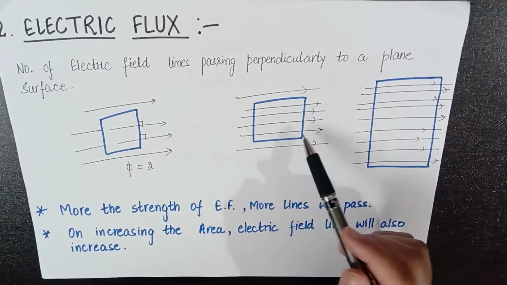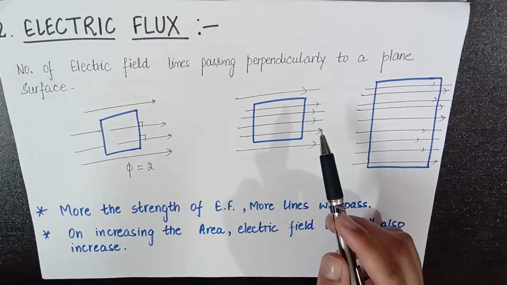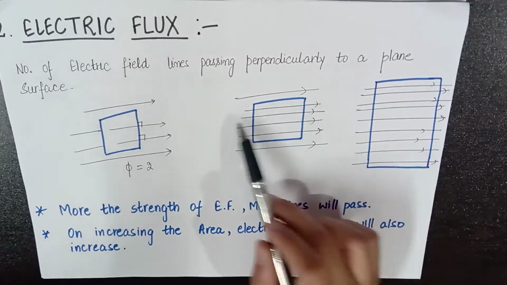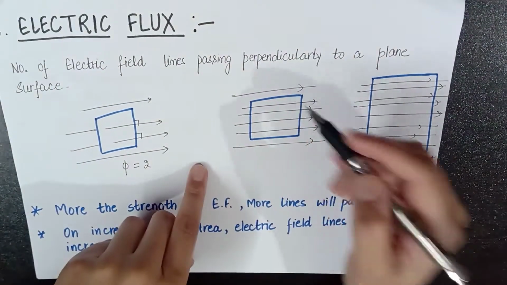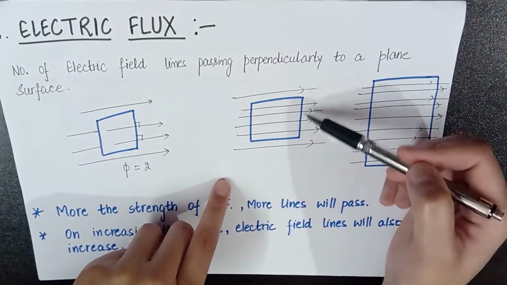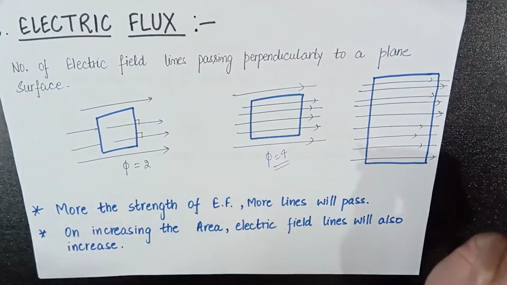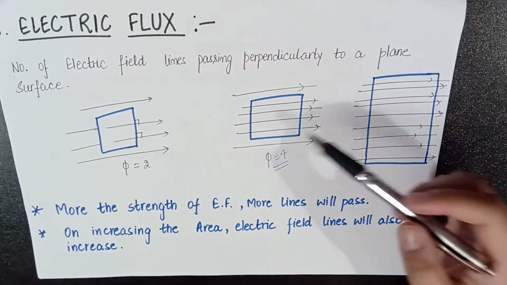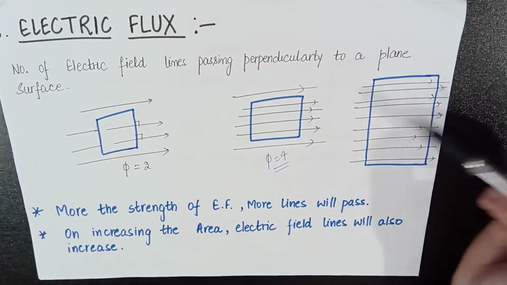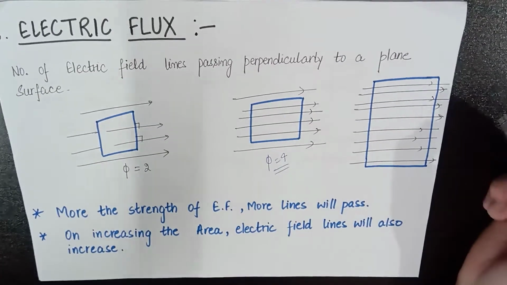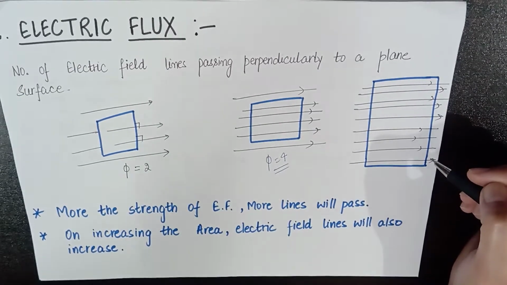Now if we increase the intensity of the electric field, more intensity means more lines will pass through the area, so your flux will increase. Now if you count the lines passing perpendicular to this area, it is 1, 2, 3, 4. You can say that your flux has increased by 2 and is now 4. Similarly, if we increase the area through which the lines are passing, then also more lines will cross through that area. So in that way also the flux increases.